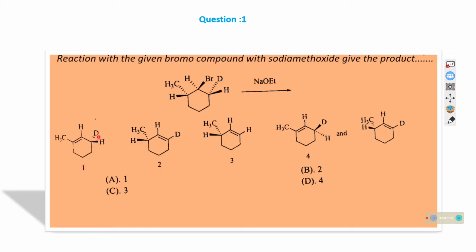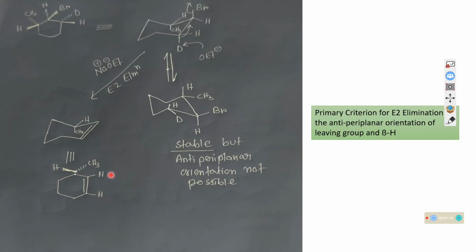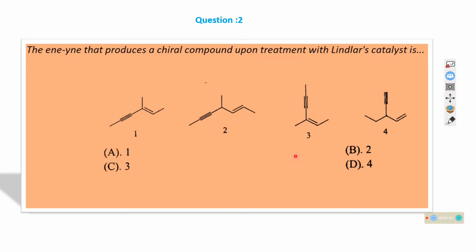Option 1 contains deuterium, option 2 contains deuterium, option 3 has no deuterium, double bond at the adjacent position, methyl below, hydrogen above, option 4 has deuterium. So option 3 is correct. See, double bond adjacent position, methyl group is below, hydrogen is above. Option 3 is correct. So remember the point that the primary criterion for an E2 elimination reaction is the anti-periplanar orientation of the leaving group and beta hydrogen. Let's move to the next question.